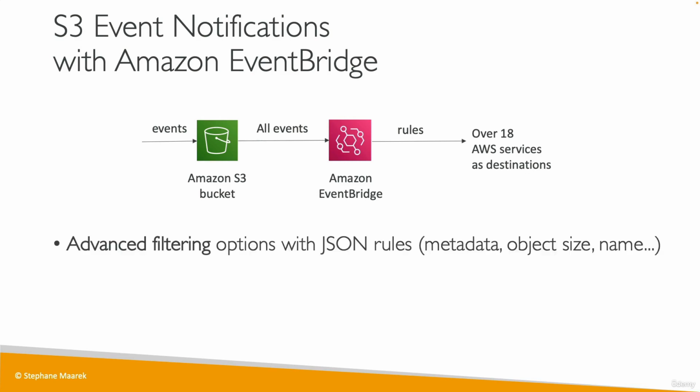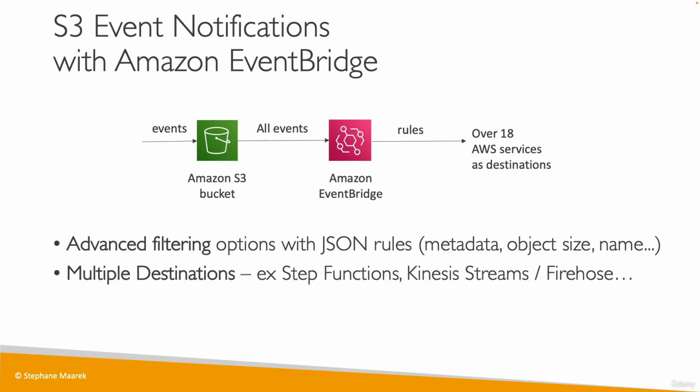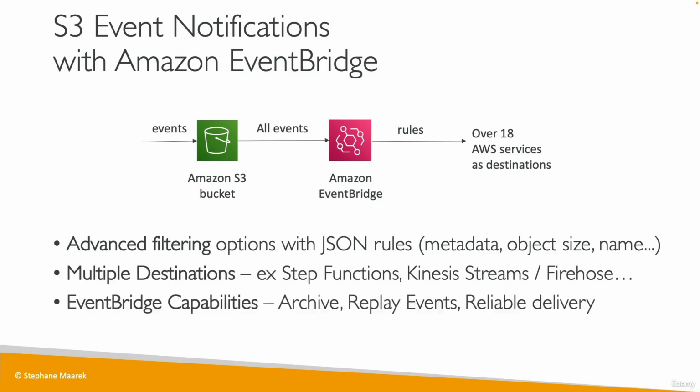And again, we'll see EventBridge later on in this course, but with EventBridge, you get advanced filtering options, a lot more than what we had before. So you can filter by metadata, object size, and name. You can send to multiple destinations at a time, for example Step Functions, Kinesis Data Streams or Firehose, and you even get the features coming straight from Amazon EventBridge. So you can archive events, replay events, and you get more reliable delivery.